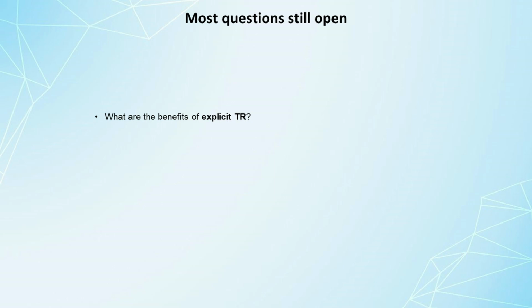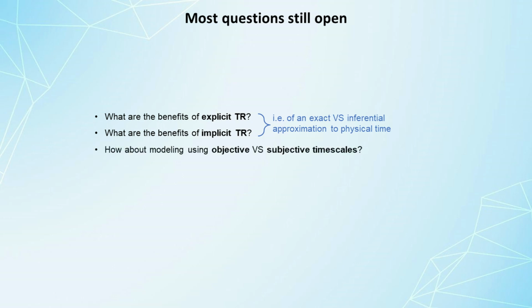Finally, as you can guess, most questions in the field are still quite open. I would say that we need to understand what are the benefits of having explicit temporal representations versus having implicit temporal representations. That is, having an exact mechanism, for example a clock, as opposed to having an inferential mechanism, which is an approximation to physical time. We also need to understand the difference between modeling using objective versus subjective timescales. And we also need to decide whether we should consider the problem in a much deeper way, for example, via causal inference, and go back to physics and to the definition of the arrow of time.